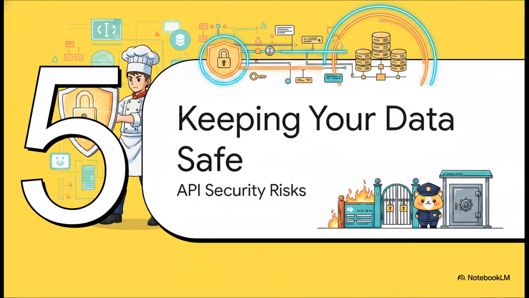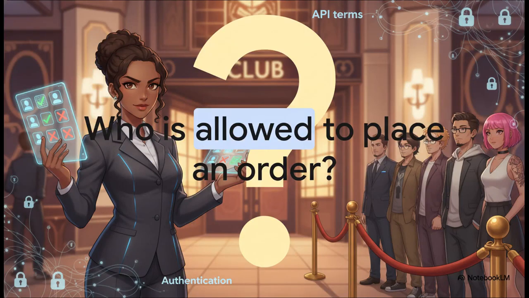Which brings us to Section 5, keeping your data safe. This is our final and undeniably most critical section. APIs are incredibly powerful, but you know the saying that power comes with responsibility. We have to keep the restaurant and our data safe. We've kind of assumed so far that anyone who sits at the table gets served. But what if you are running a highly exclusive private club? You need to ask, who is actually allowed to place an order in the first place? We need a bouncer at the front door.